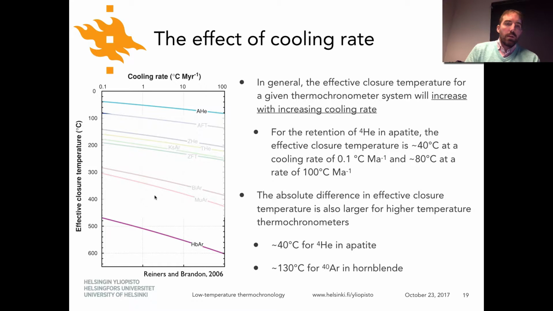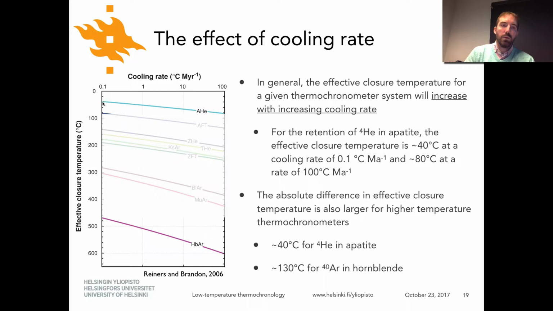And there's a couple things we can see here. One is that as the cooling rate goes up, we see that the effective closure temperature also goes up. And this has to do with that partial annealing zone shifting. As you cool more and more rapidly, these atoms can travel shorter distances to the edge of the crystal. So effectively, it means you're shifting to higher temperatures where you're diffusing out your daughter product. In other words, this temperature just goes up. It's about a 40-degree change from 0.1 degrees C per million years to 100 degrees C per million years for apatite helium.